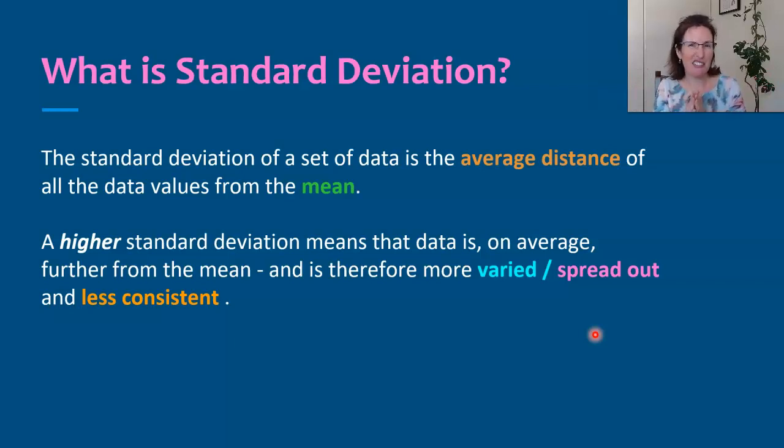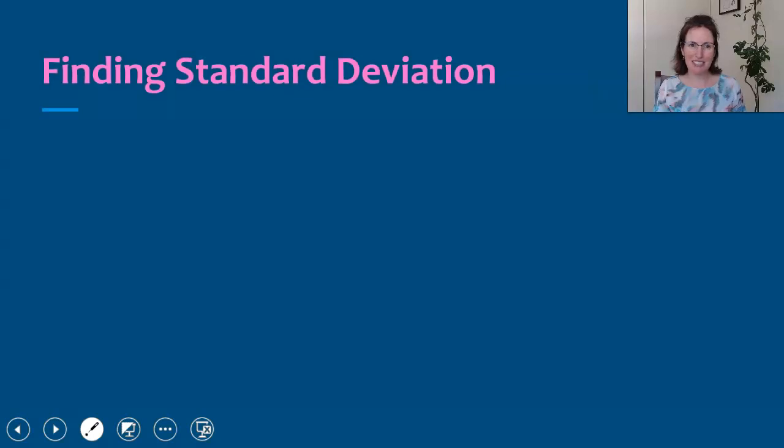But if that person had a standard deviation of, say, 3 or 5, then that means each match they might vary that much from the mean, and so they're less consistent. So that's some of the language that we use here in statistics. Now, how do we find this?